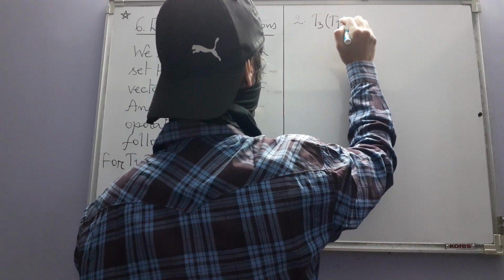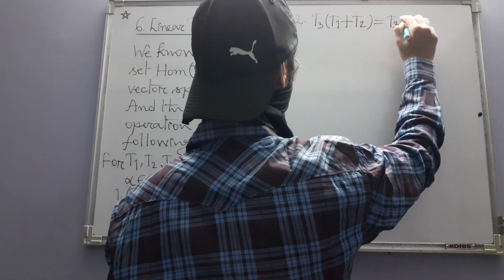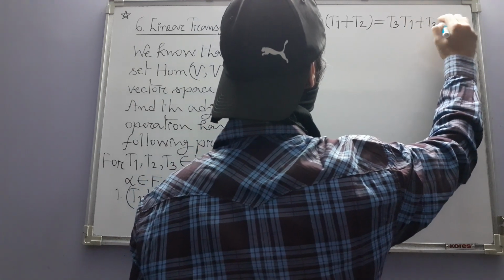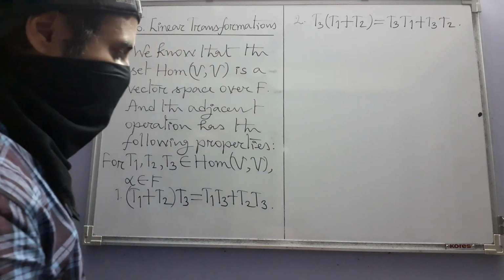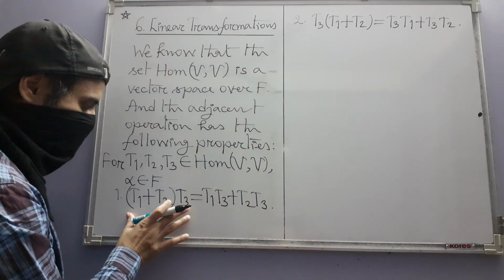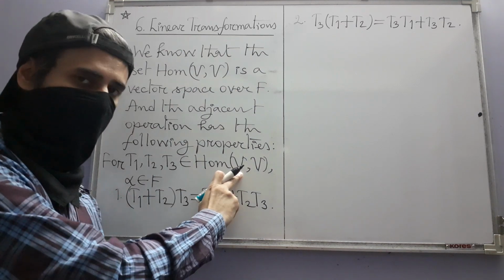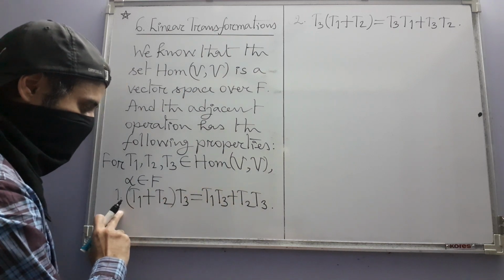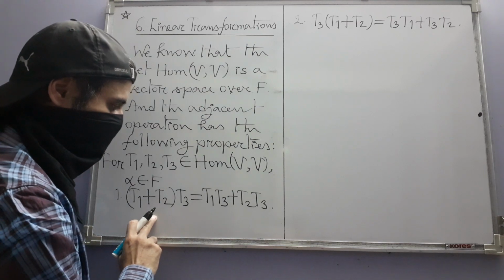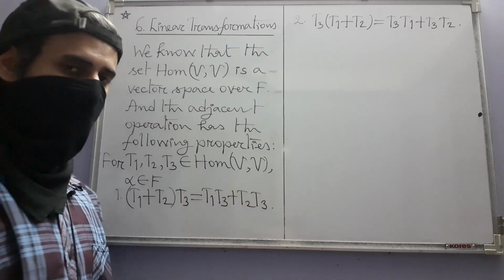T3 times (T1 plus T2) is equal to T3 T1 plus T3 T2. If you want to see why these are true, you just have to apply the left hand side to an arbitrary vector from V, and you just apply the definitions of these operations. You will see that it will be equal to the image of V under this.